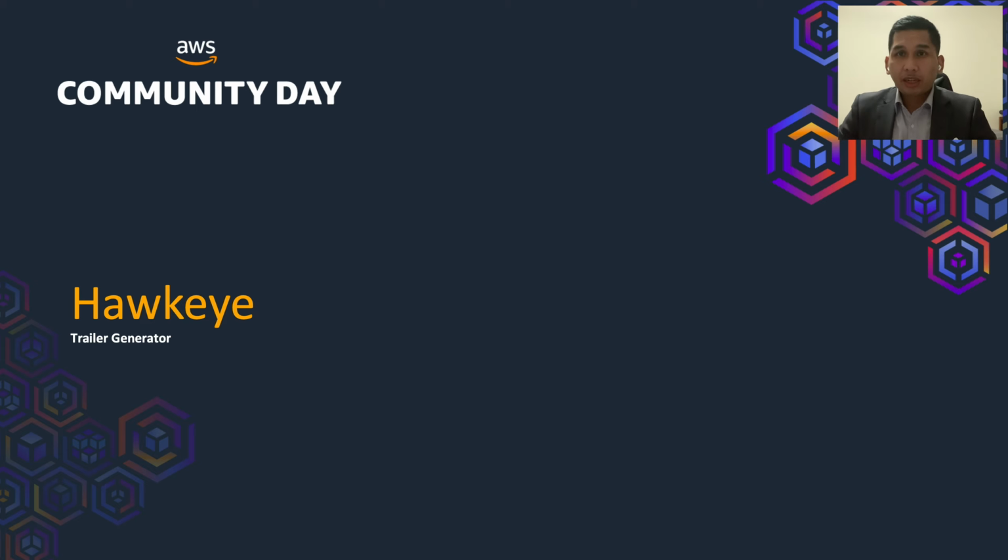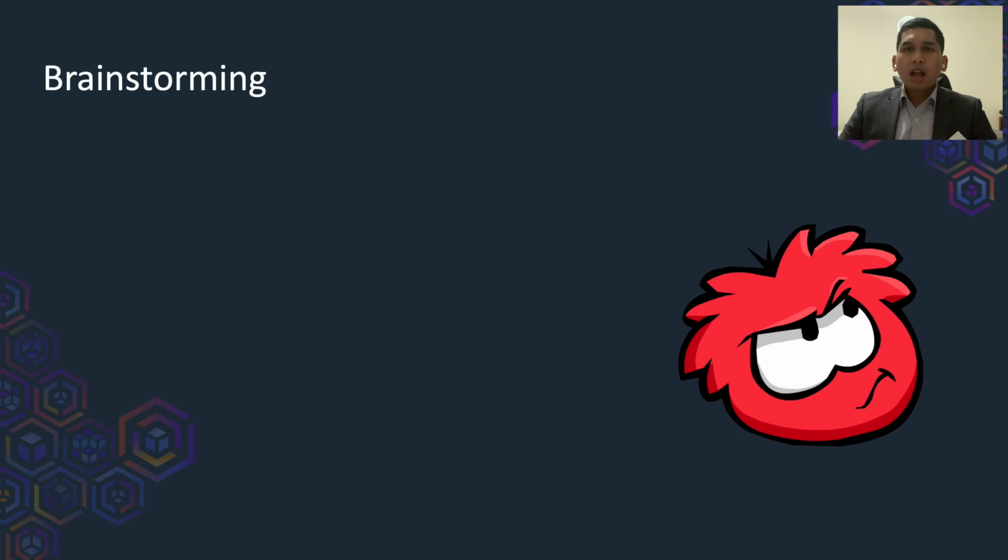The AI technology that I'm going to talk about is called Hawkeye. And Hawkeye is the trailer generator for our car sales website. So let's get into the exciting part of this presentation. After knowing what we want to create, right? We already know what the output video should look like.